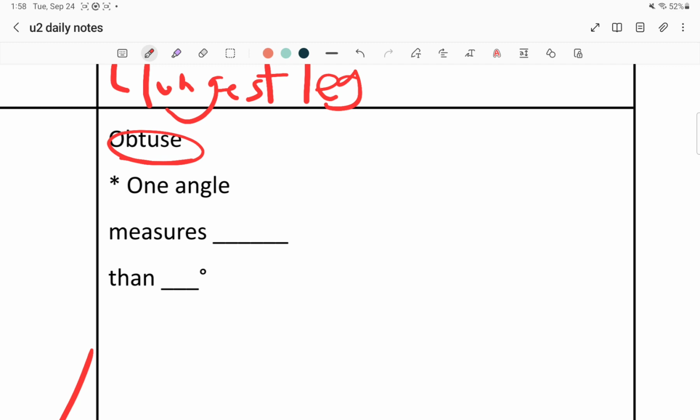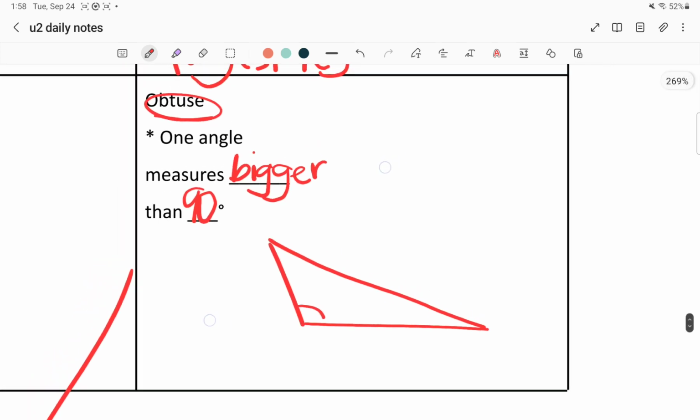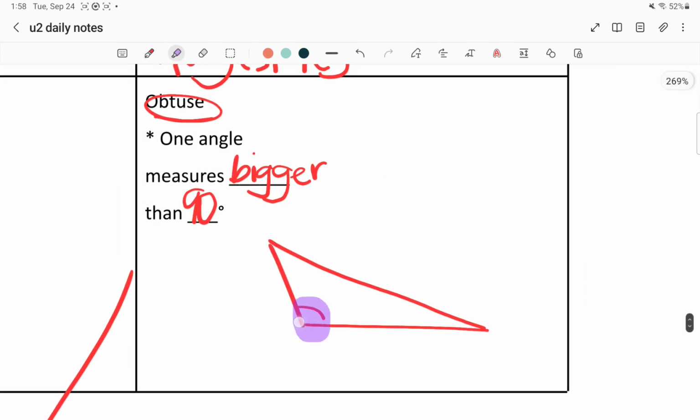Obtuse is when one angle is bigger than 90. So those are usually our really weird looking triangles where they're big and we've got this one angle right here that's huge. So when we have one angle that is big, then it is obtuse.